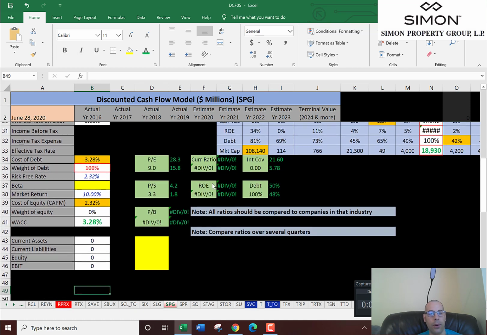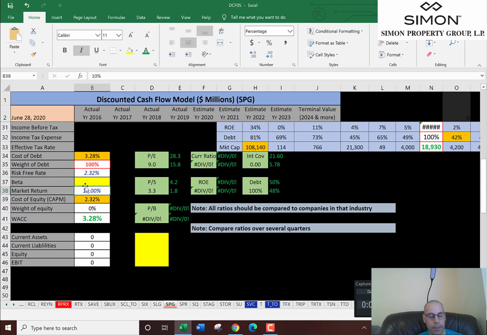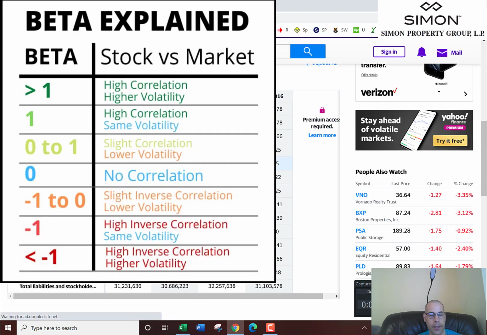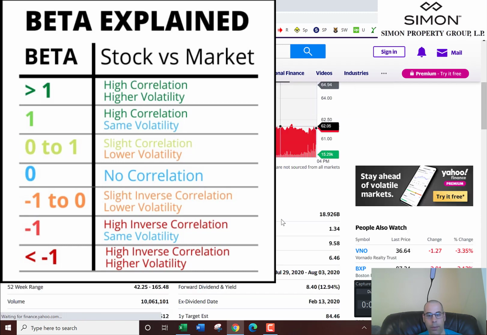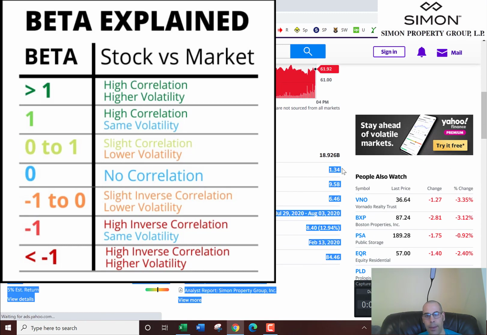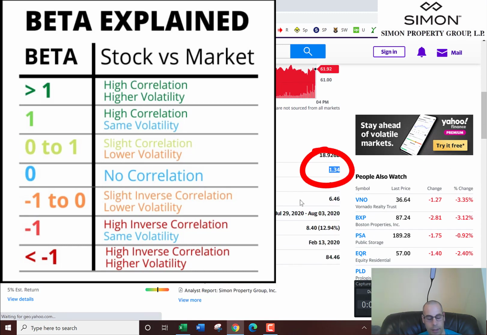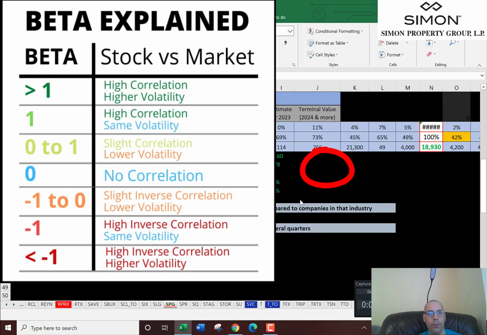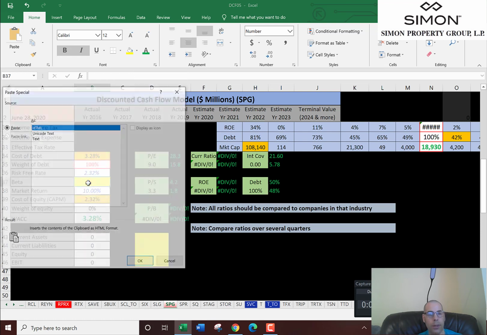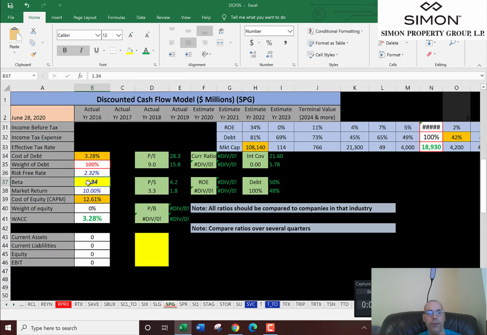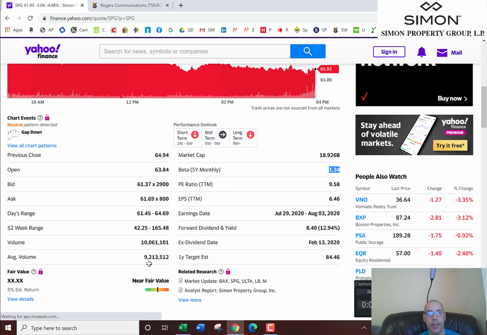Now let's figure out the cost of equity. We need the beta for that. That's the volatility of the stock, how volatile the stock is relative to the overall market. And their beta is 1.34. That means the stock moves a little more than the market moves. So if the market goes up 1%, this stock should go up around 1.3%. Or if the market goes down 2%, this stock should go down about 2.6%.